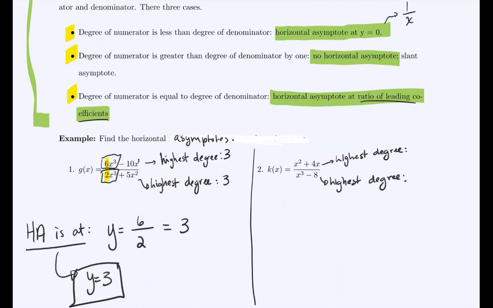Now looking at the numerator, we see the highest term is the first one, x squared, followed by 4x. So this is the highest term in the top, and its power is 2. That's its exponent, x squared. Looking at the denominator, between the x cubed and the minus 8 term, this is the highest power, and its exponent is 3. So which of these 3 options are we in for the horizontal asymptote? Visualize that. Okay, so we're in the case where the numerator, the top, is smaller than the bottom. So we're guaranteed the horizontal asymptote is just at y equals 0.